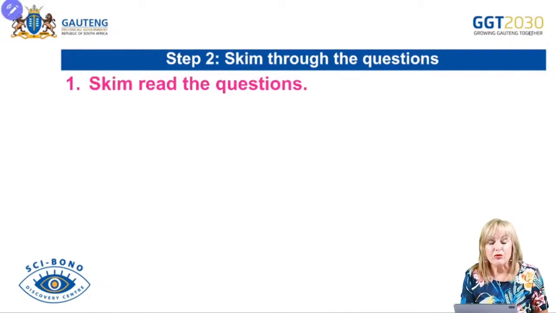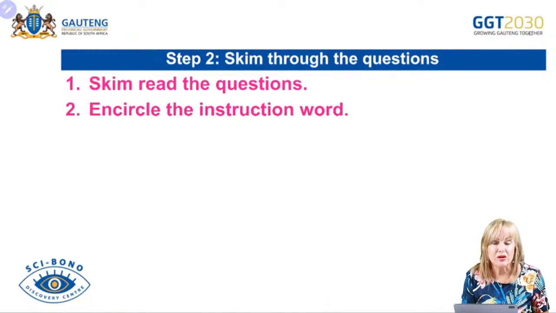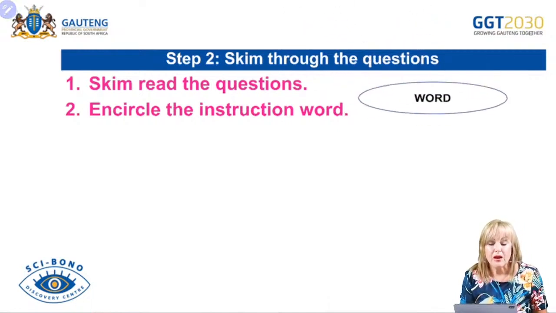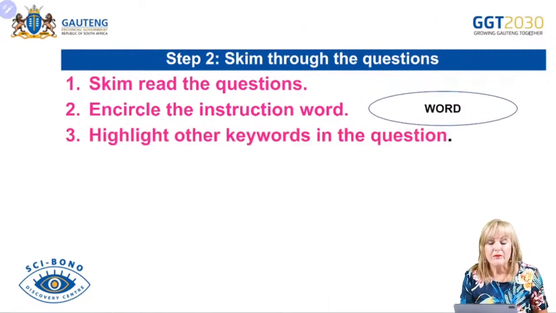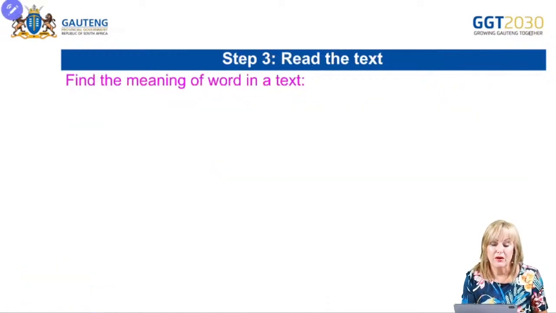Then when you skim through the questions in step 2, you also skim read the questions, and you encircle the instruction words. And this is something you will also do in all your subjects. You encircle the instruction words: identify, elaborate, explain. Those are question words. So that's when you encircle it. The other words you will highlight. You will highlight the keywords in the question.